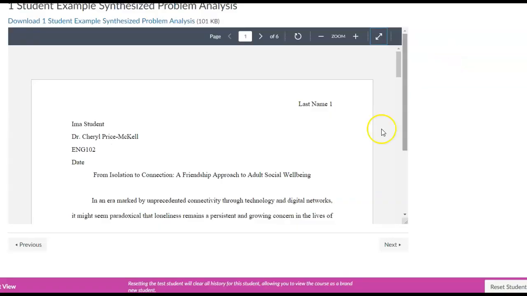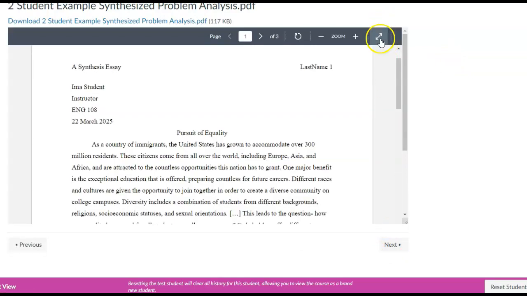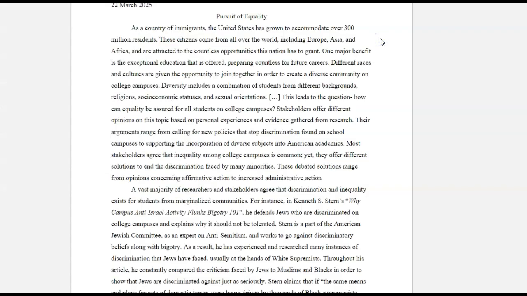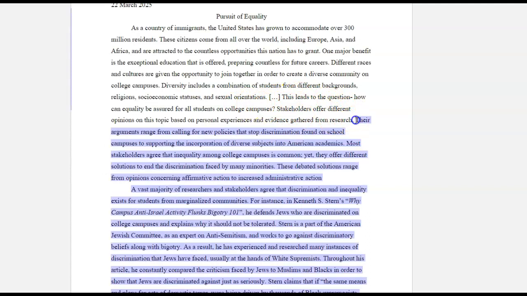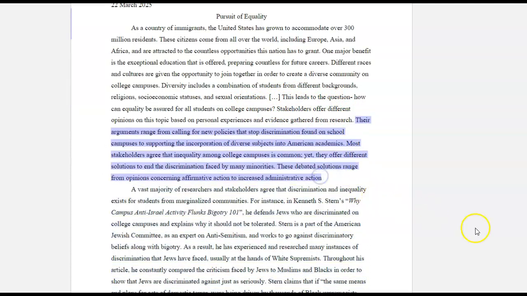And if we look at the next one, the next student analysis example, they did the same thing. Theirs is about equality, discrimination on college campuses. And if you look at their thesis right here, this is a fantastic example of an introduction. But their thesis down here, he talks about the stakeholders and the people who are talking about this. And he says their arguments range from calling for new policies that stop discrimination found on school campuses to supporting the incorporation of diverse subjects into American academics.